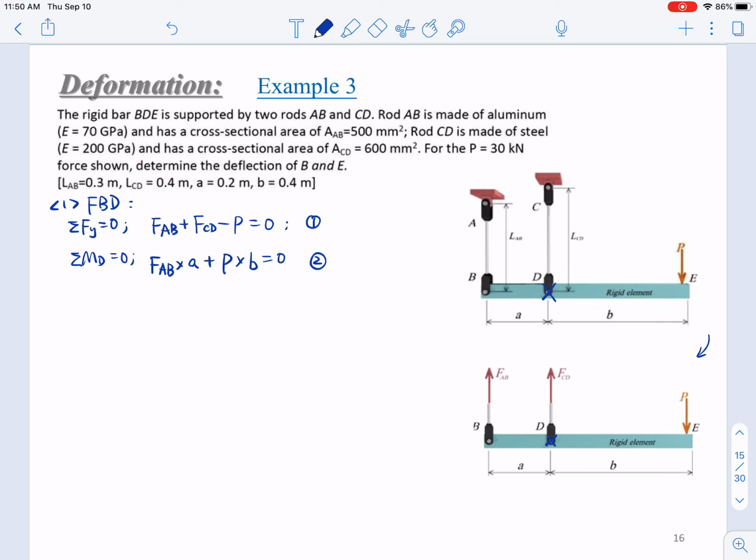From equation 2, we can derive that F_AB equals negative PB over A. That is negative 30 kilonewton times 0.4 over 0.2, that is negative 60 kilonewton. So F_AB has been solved. Then from equation 1, F_CD will be P minus F_AB, 30 minus negative 60, which is 90 kilonewton.